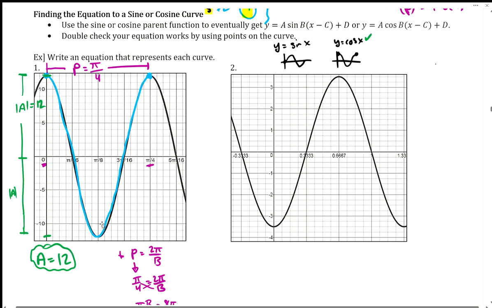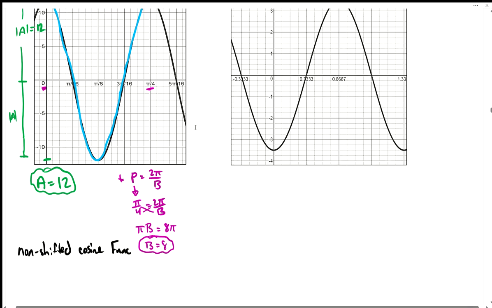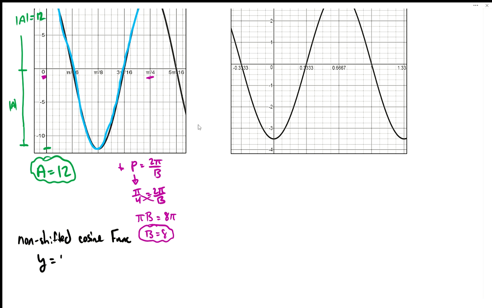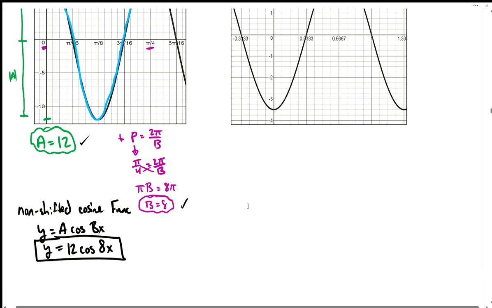And then we're also saying on this problem, it's very much like our most basic cosine function, so it's not shifted. So we have a non-shifted cosine function, and the form of that is y equals a cosine of bx. Well, we have the a, we have the b, so let's just plug them in. So y equals 12 cosine of 8x. That would be our final answer for this problem.